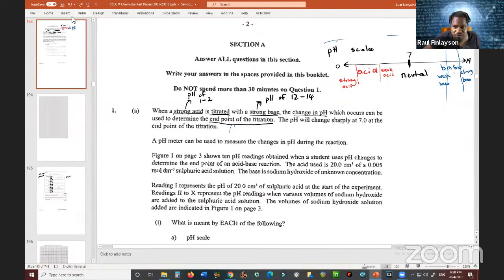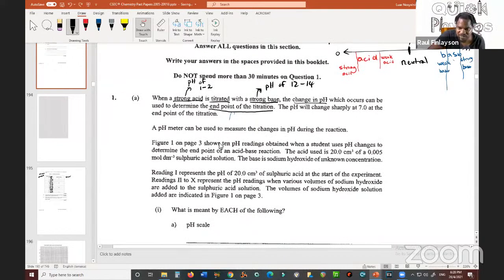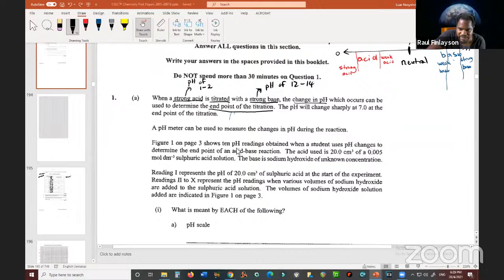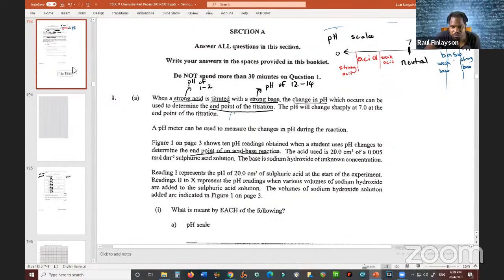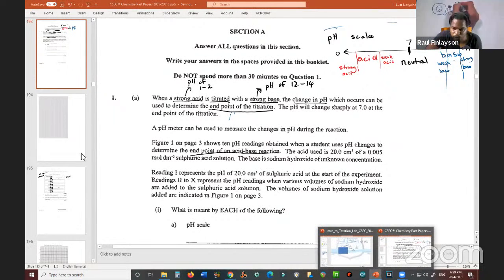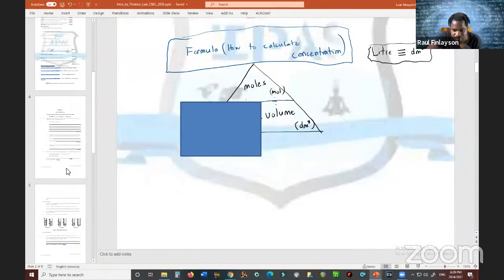In fact, let me just change the color, put it more in the black there. All right, so let's look at it. Figure 1 shows the 10 pH readings when a student uses the pH changes to determine the endpoint of an acid-base titration. So yes, you can definitely see, guys, that they expect students to have done this lab or not. If I scroll this paper, we're going to see more and more questions close to this one. So let me go back to this titration paper because I think there's some information in it.